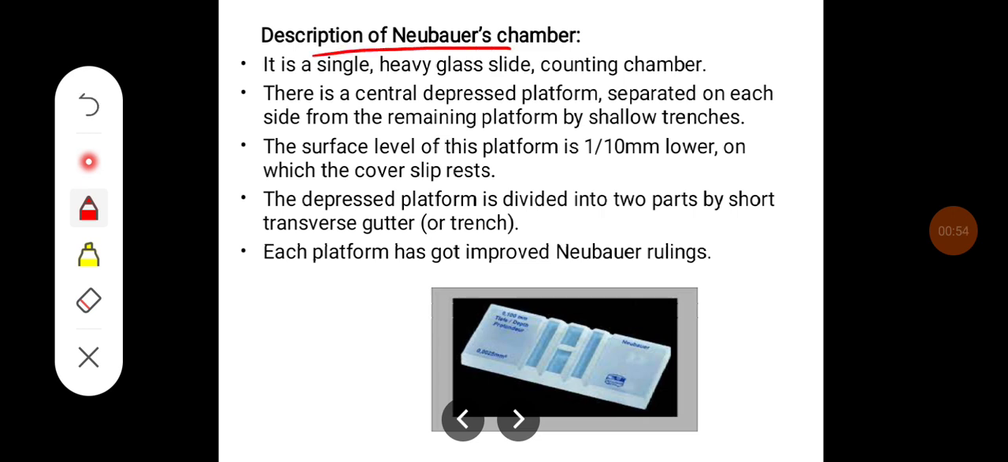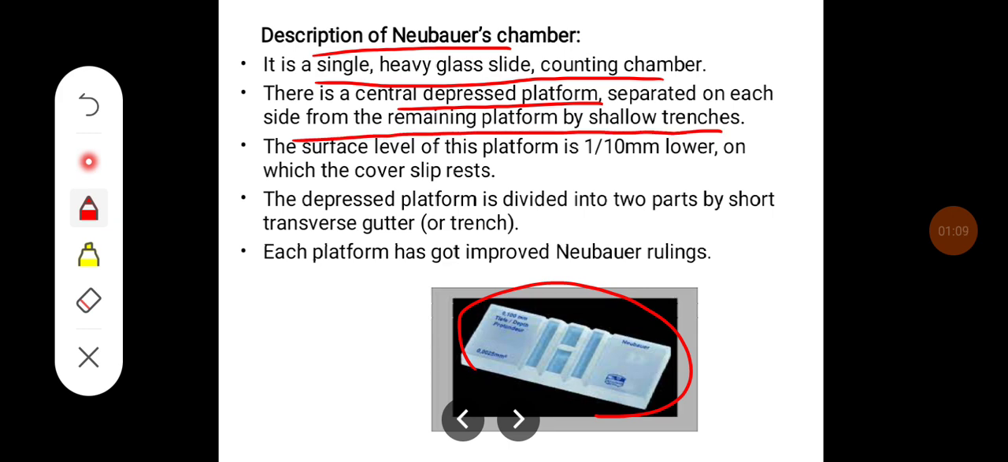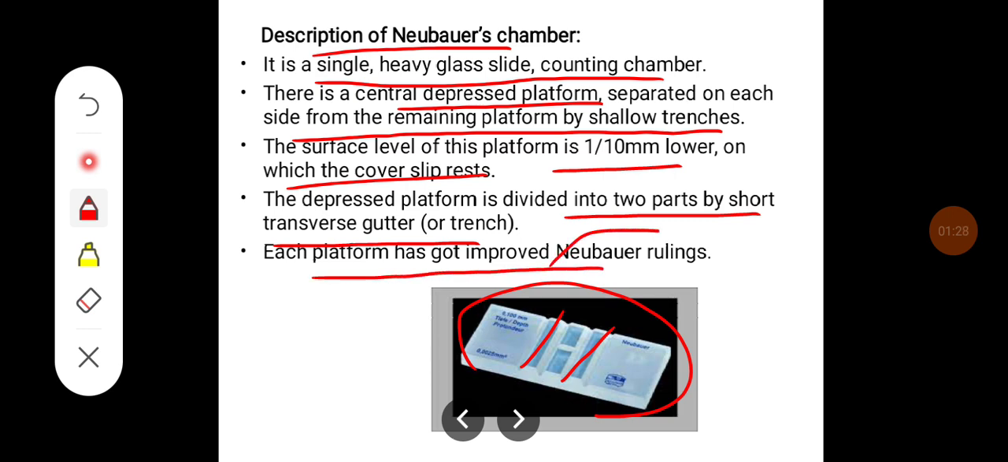Description of Neubauer's chamber. So this is a Neubauer's chamber. It's a single heavy glass slide counting chamber. There is a central depressed platform separated on each side from the remaining platform by shallow trenches. So these are the shallow trenches. The surface level of this platform is 1 by 10 mm lower, on which the cover slip rests. The depressed platform is divided into two parts by a short transverse gutter, which are called trenches. Each platform has the improved Neubauer rulings.